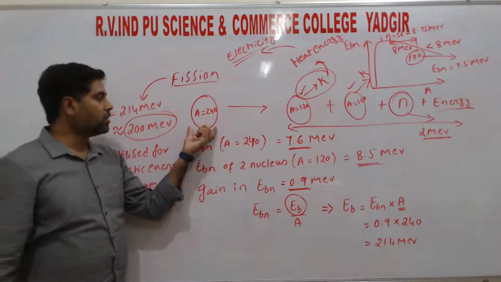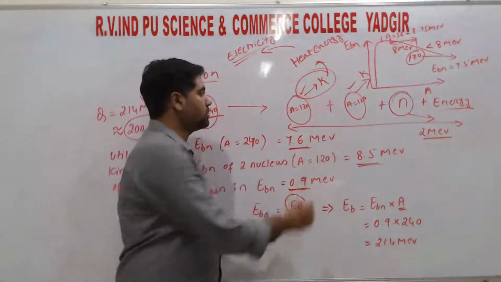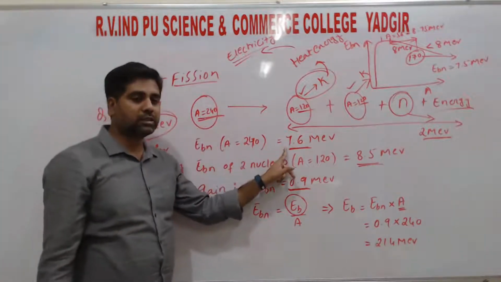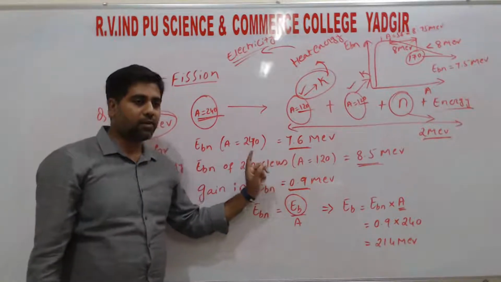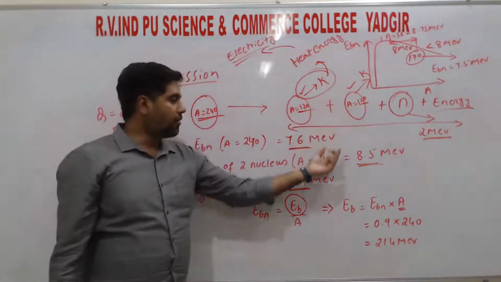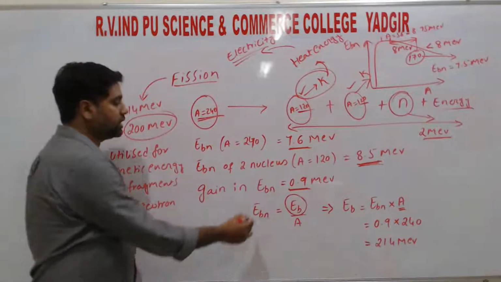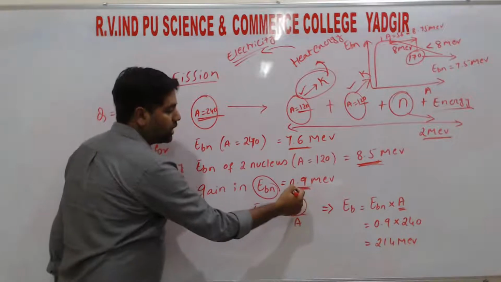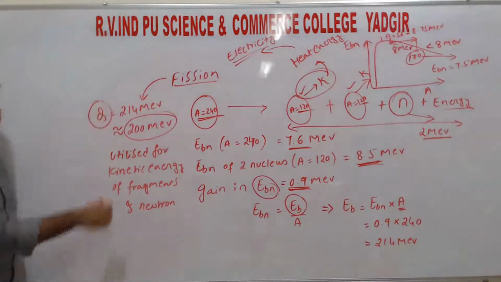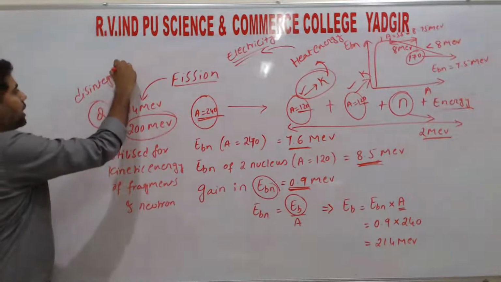So here, considering a nucleus of mass number 240, it is divided into comparable masses of 120 and 120. The specific binding energy of the heavier nucleus is 7.6 mega electron volt, from the graph. Then the specific binding energy of the fragment nuclei is 8.5 mega electron volt, so the gain in specific binding energy is 0.9 mega electron volt. Right? From this we calculate the value of Q, that is the disintegration energy.